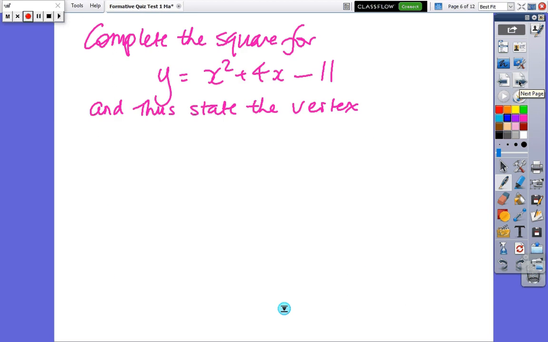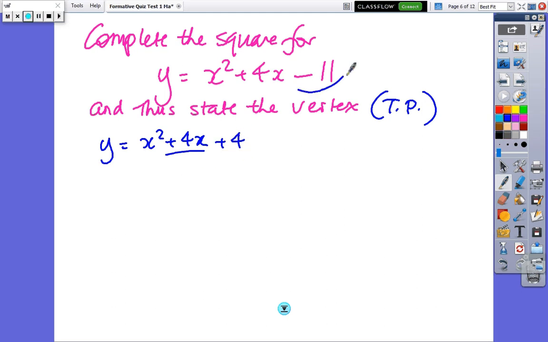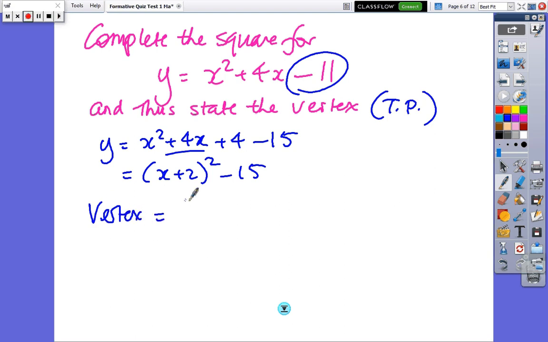Okay, complete the square for that, and thus state the vertex. The vertex is also called the turning point. So again, check your notes, but let's go when you're ready. Okay, so x squared plus 4x. So we've got to halve that number, which gives us 2, and square it, so we end up with 4. But I want the number to be minus 11, so I have to subtract 15 to get minus 11 back. So I've got x plus 2 squared minus 15, so I've completed the square. So the vertex equals the opposite number, minus 2, and you just take that number. And that's your vertex, your turning point.